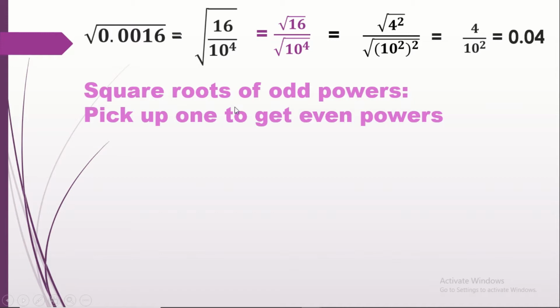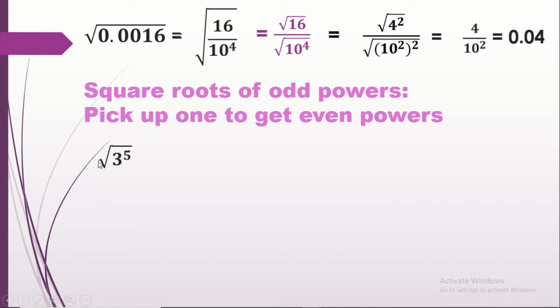Now what about the square roots of odd powers? How should we solve if we have an odd power? Know something. For example, 7 is an odd number. If we subtract 1 from 7, what remains? 6, which is an even number. In general, whenever we have an odd number, if we subtract 1 from it, we will get an even answer. So if we pick up 1 from the odd power, we will get an even power.